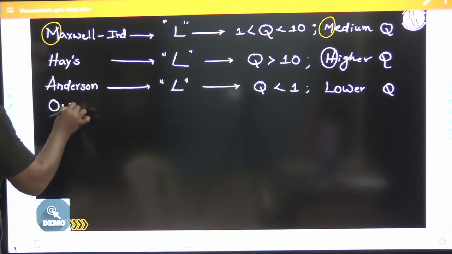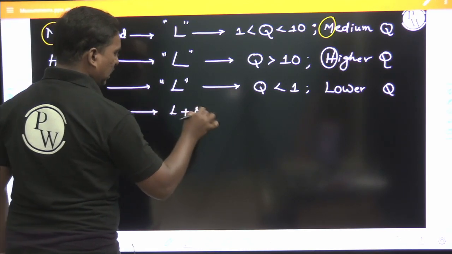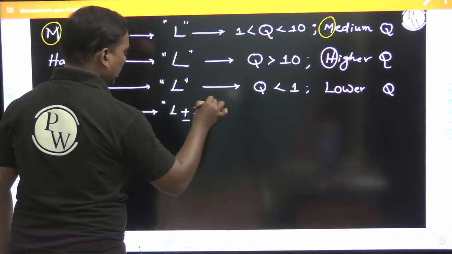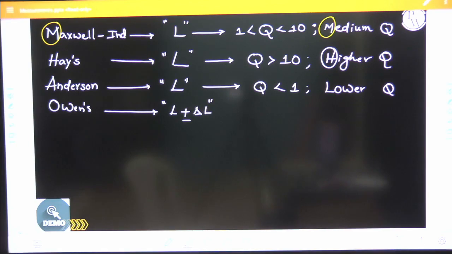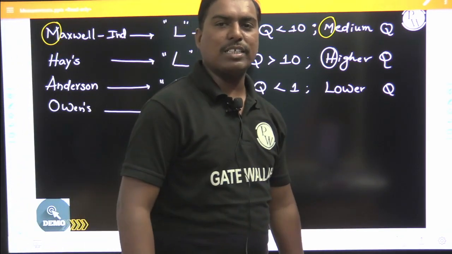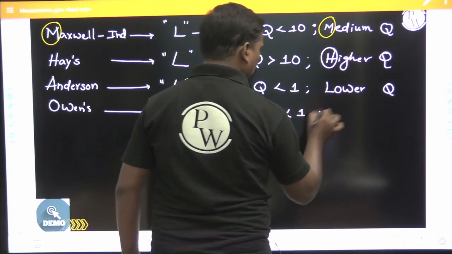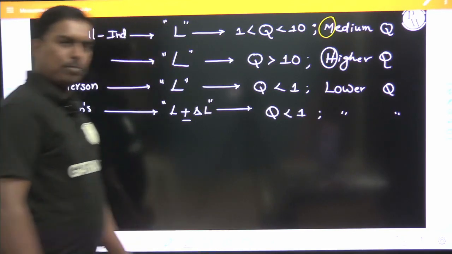Next comes the Owen Bridge. Owen Bridge is fundamentally for self inductance L incrementing or decrementing, L plus or minus delta L, incremental self inductance and decremental self inductance. It is also for Q factor less than 1, so lower Q factors.